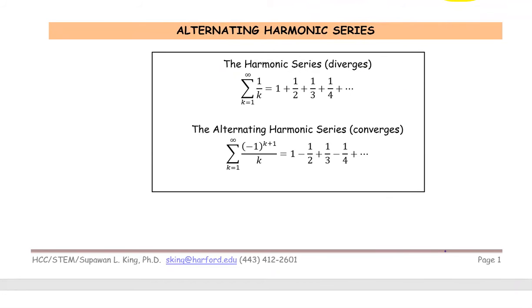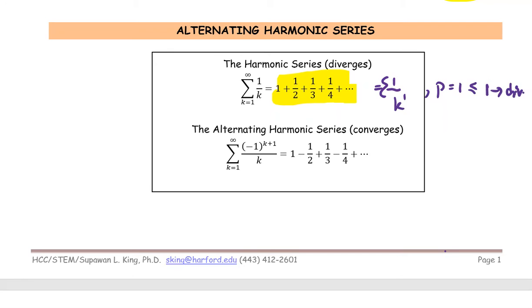Alternating harmonic series. The harmonic series, in the form of the summation of 1 over k from 1 to infinity, or in the expanded form as 1 plus 1 over 2 plus 1 over 3 plus 1 over 4, and so forth. The harmonic series is one of the p-series form, the summation of 1 over k to the first power, where the power p is 1, which is less than or equal to 1. Therefore, this p-series diverges.